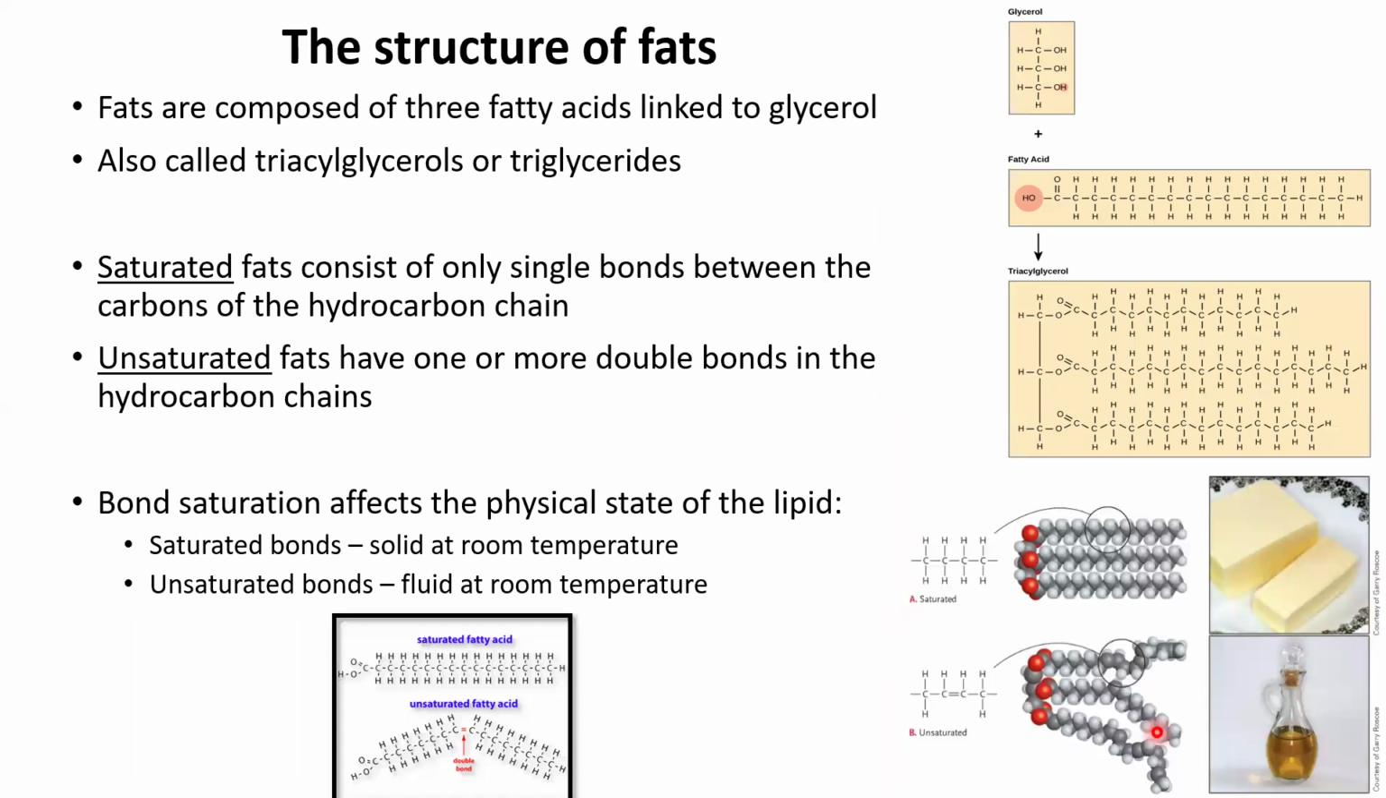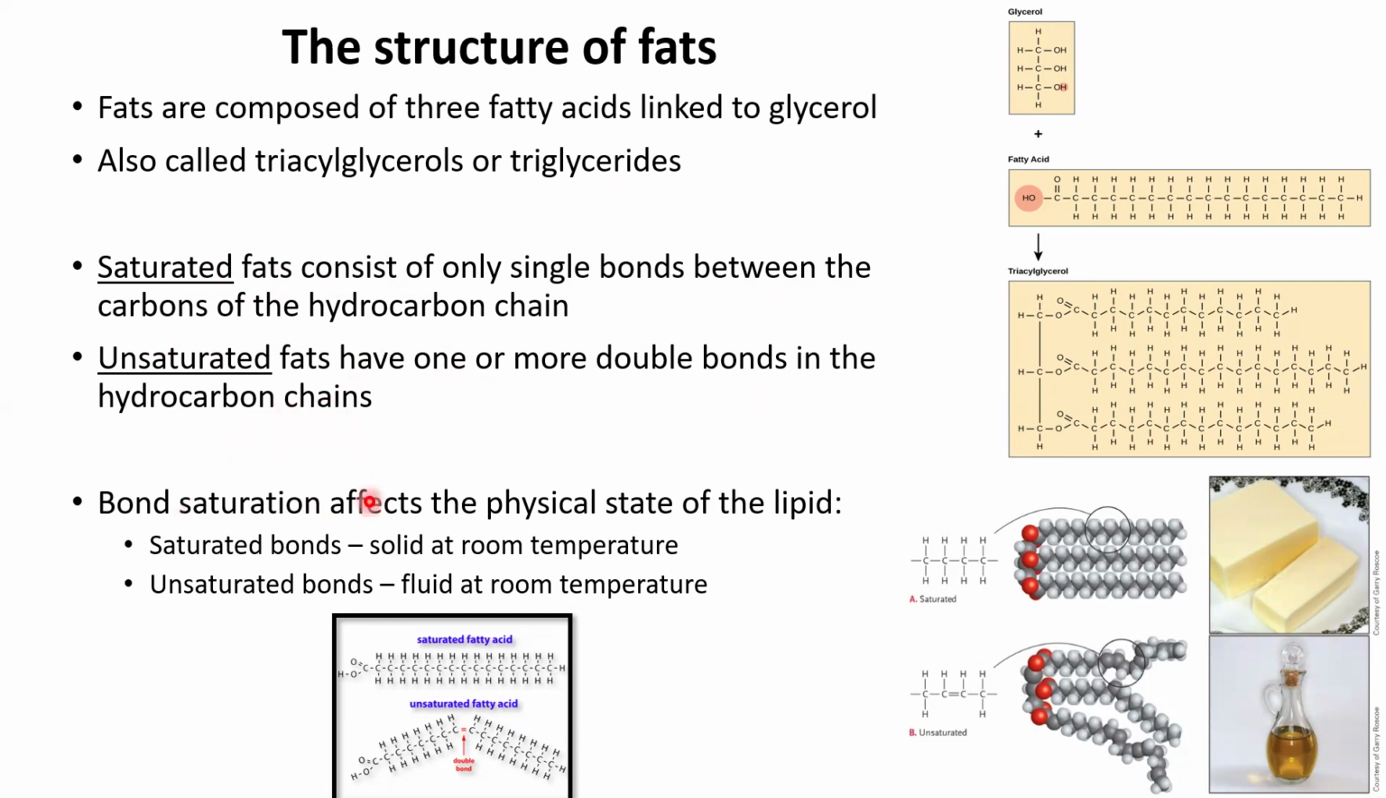So the structure of fats usually contains three fatty acids linked to glycerol. These are also called triacylglycerol or triglycerides. There are two types of fats, saturated and unsaturated. The saturated fats consist of only single bonds between the carbons of the hydrocarbon chain. And then in unsaturated fats, there are one or more double bonds in the hydrocarbon chain.